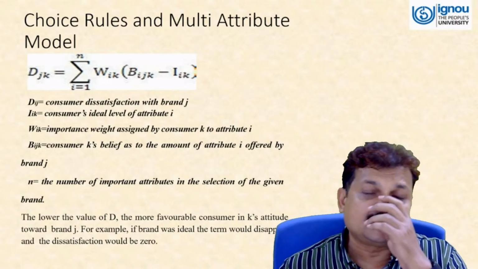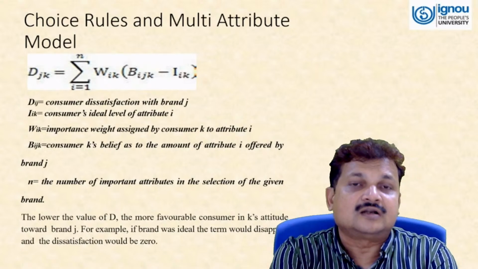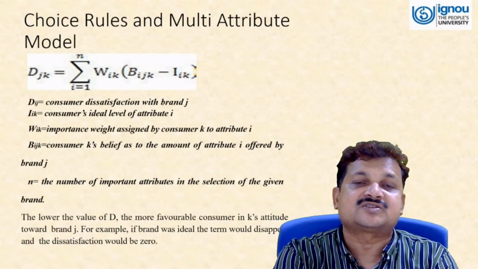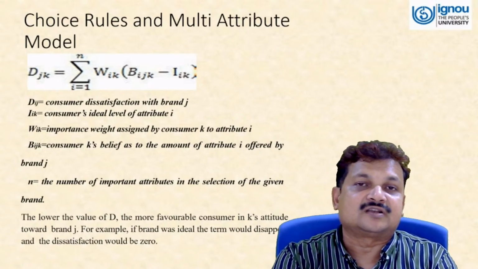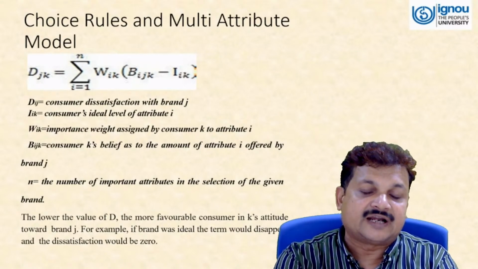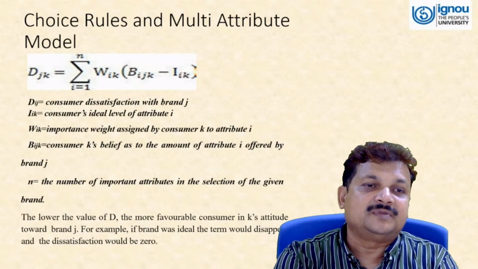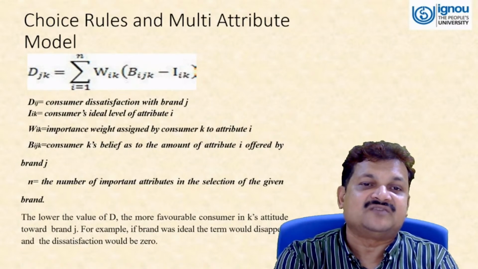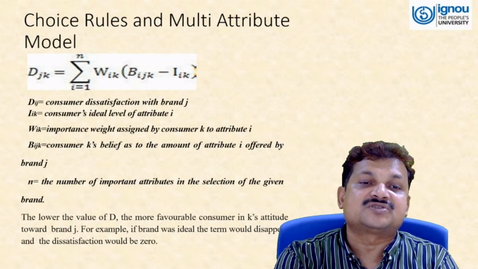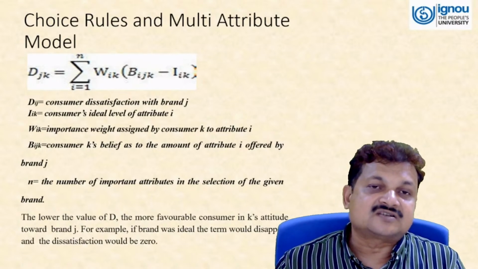But a young girl or college-going girls selecting a particular cell phone have to give more weightage to the camera, because they will take photographs every time. So the importance weight will be different for different ages and different kinds of people. BIJK is consumer K's belief about the amount of attribute I offered by the brand J, that is, to what extent the attribute is present.